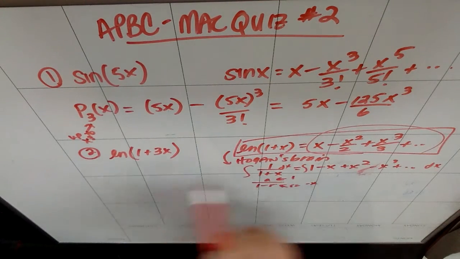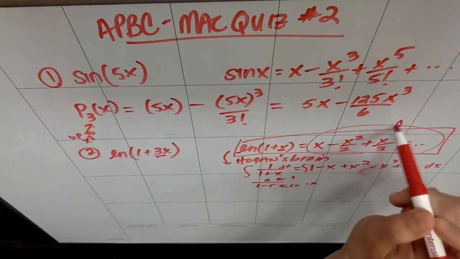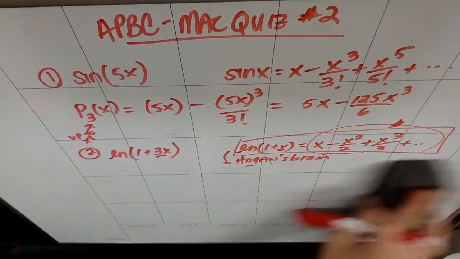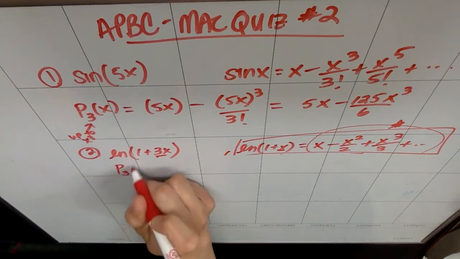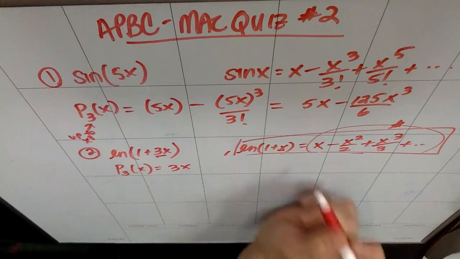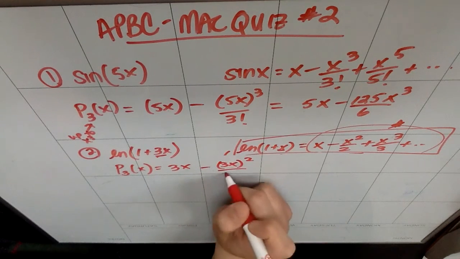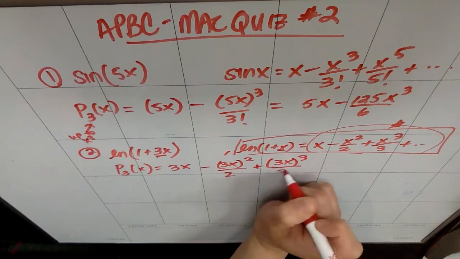What I'm then going to do is, anywhere I see an x, replace it with a 3x. I'm only going to go up to the 3rd term. So my p sub 3 of x is going to be, instead of an x, a 3x, minus, inside that squared, a 3x, making sure the 3 is also getting squared, and that's over 2. Plus, inside that cubed, a 3x, and there you go.